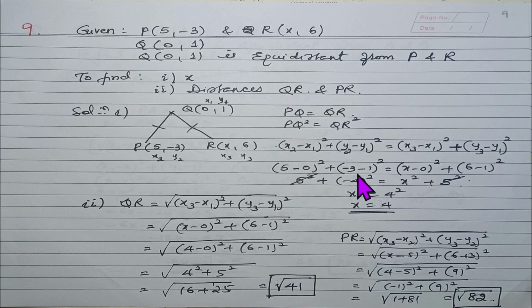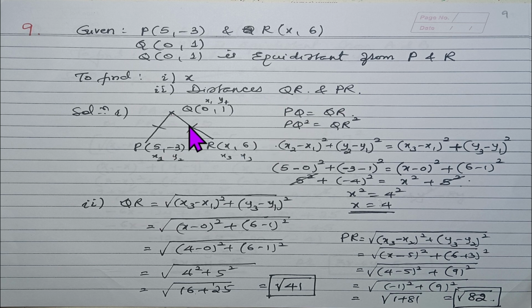So 5 square and minus 4 square, then this is x square, this is 5 square. So 5 square and 5 square get cancelled. x square is equal to 4 square, x is equal to 4. Very clear, x is equal to 4. The first answer is x is equal to 4. We have got it. Now we have to find out QR and PR.